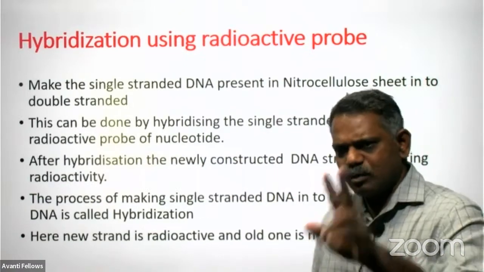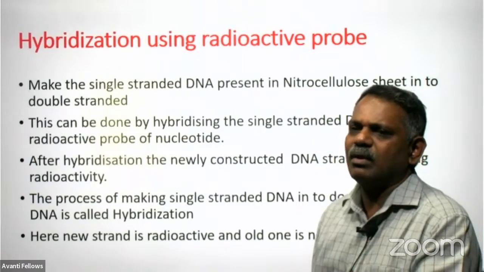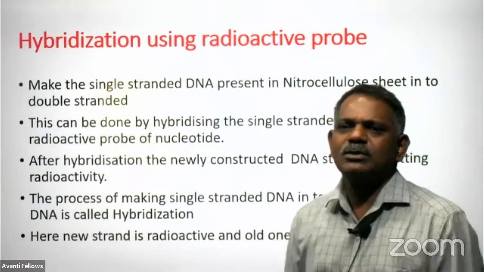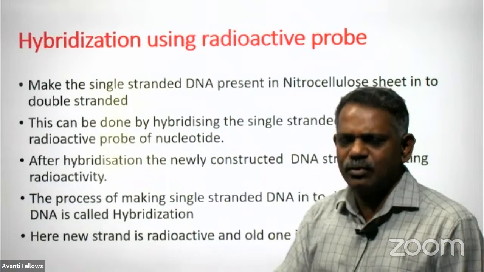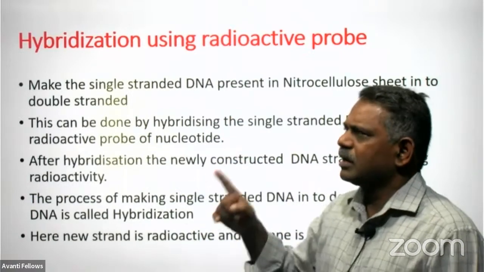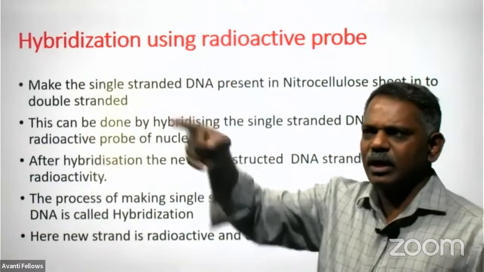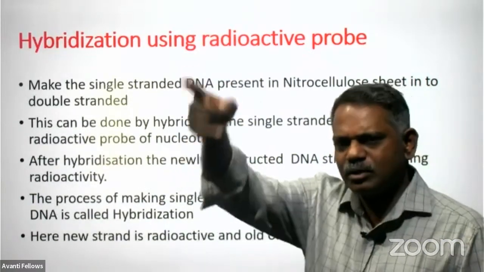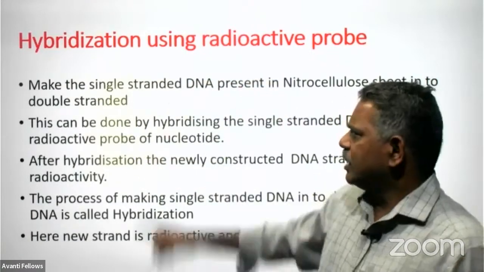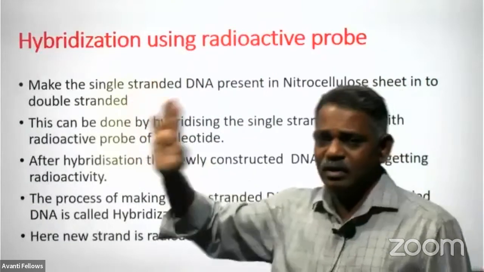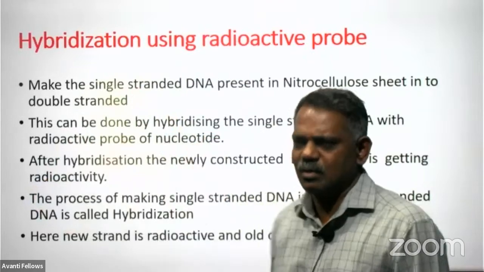But in a hybrid, there are two strands. One strand is the old strand that we just blotted from the agarose gel. Then another strand we have to construct artificially by using the radioactive probe. One strand is made with the radioactive probe, a radioisotope, and the other one is the normal one. That is why we call it a hybrid. One is an ordinary strand and the other is a light-emitting strand.